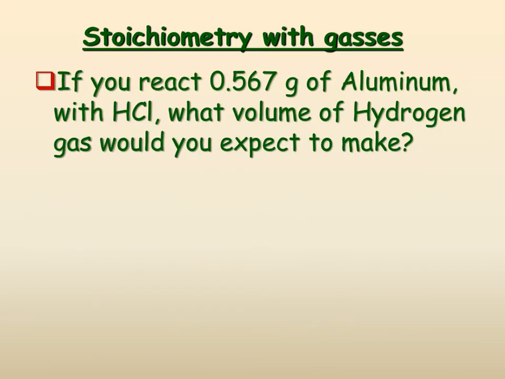So, a couple of sample problems with that. If you react 0.567 grams of aluminum with hydrochloric acid, what volume of hydrogen gas would you expect to make? So I've got aluminum plus hydrochloric acid is going to make aluminum chloride. Here I need to think about my ionic bonding rules. Aluminum is 3 plus, chlorine is 1 minus, so that means I'm going to need 3 chlorines to cancel out the aluminum's charge. And then hydrogen gas, gotta remember that is diatomic. If you leave that 2 off, it totally screws up your balancing.